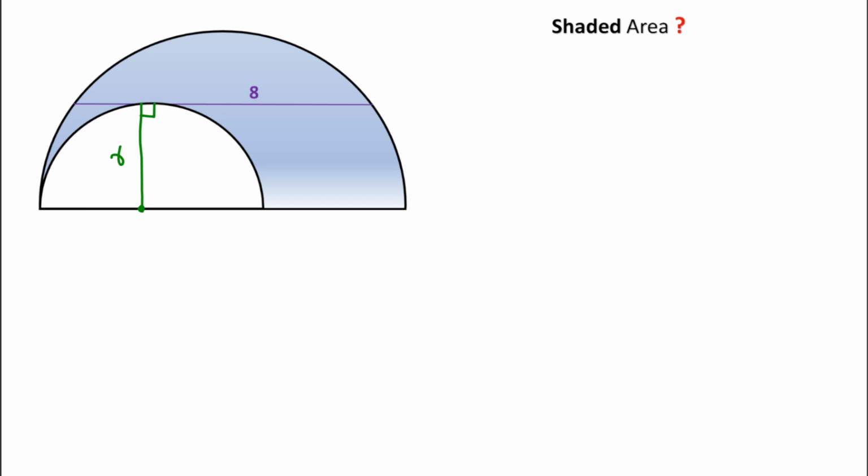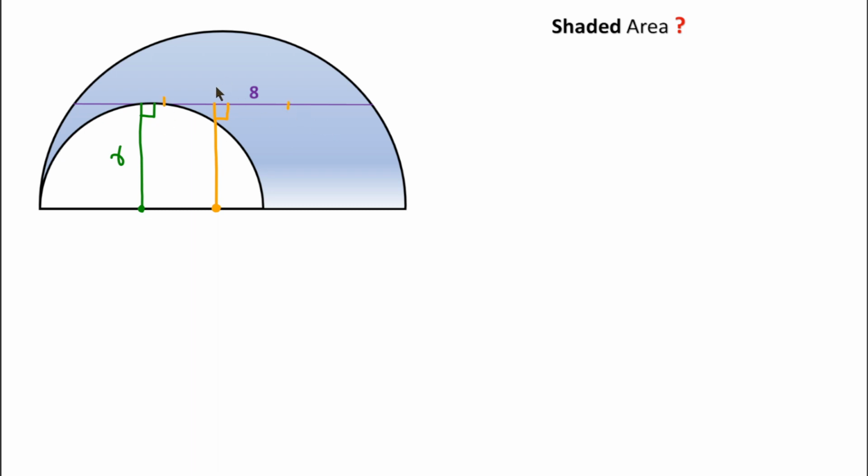And also, if we consider the center of this bigger semicircle to be, let's suppose, here, and if we draw a perpendicular line to this chord, using chord properties we can say that if a perpendicular line is drawn from the center of the circle to a chord, then the chord is divided into two equal halves. This means what? This and this both are equal.